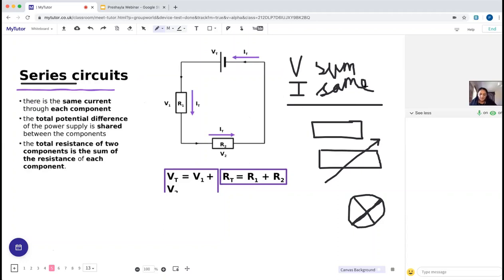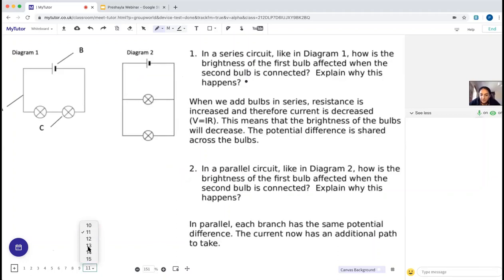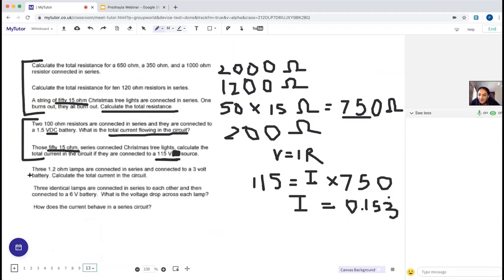Cool. And then we had a question saying, can you please go through one more quick fire question? Absolutely. So let's go through the next one. Okay, so we have, let's do this one. 3 identical lamps are connected in series to each other and then connected to a 6-volt battery. What is the voltage drop across each lamp?